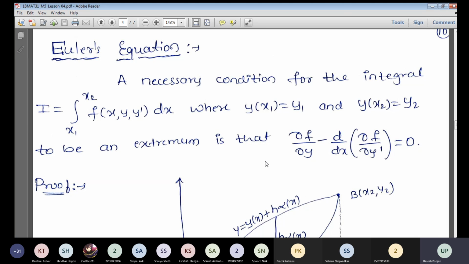Have you understood this concept? Euler's equation derivation? Yes, sir. Okay. If you have any doubt, you can ask. Later also you can ask. Okay. In tomorrow's class, we shall discuss different forms of Euler's equation and related problems.